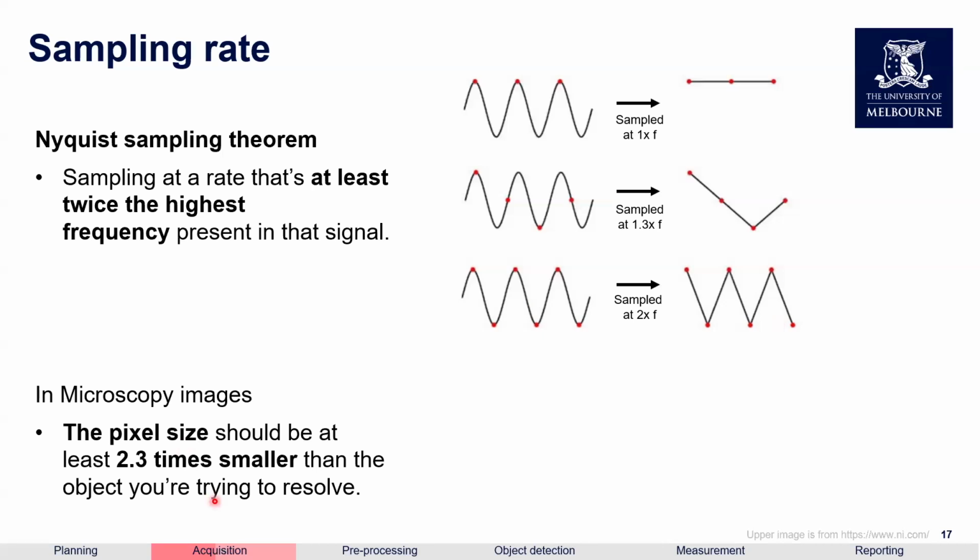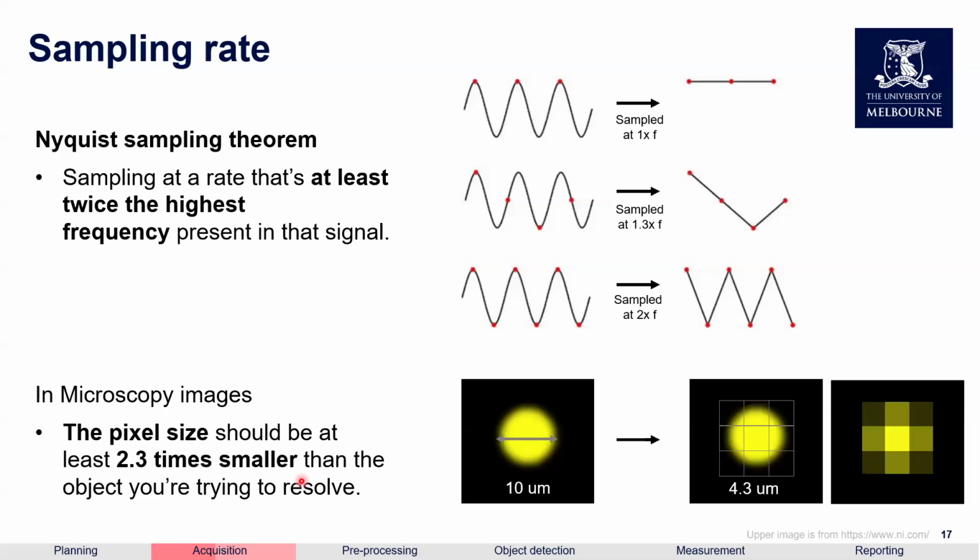In microscope images, the Nyquist condition translates to the pixel size being at least 2.3 times smaller than the object you are trying to resolve. Which means, for example, if we try to resolve a cell with a diameter of, say, 10 microns, then your pixel size should be at least 2 times smaller than that. And the factor 2.3 accounts for many different factors, such as optical diffraction, and also the shape of the pixel being square.